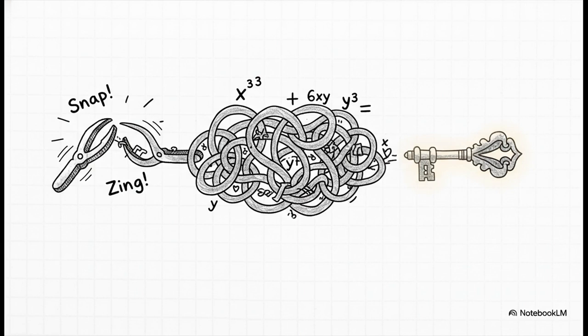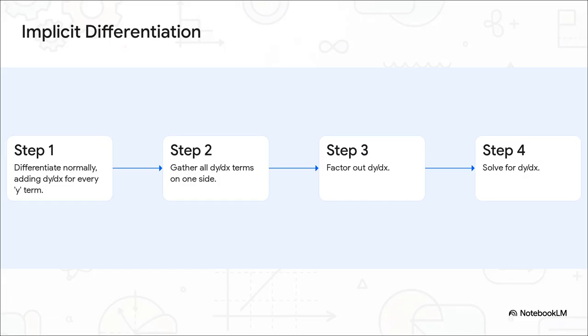Let's think back to that beast problem from the very beginning. Remember, x cubed plus y cubed equals 6xy? Trying to get y all by itself on one side, that would be a total nightmare, maybe even impossible. So what do you do when you can't even isolate the variable you're supposed to be differentiating? The solution is this neat 4-step process.